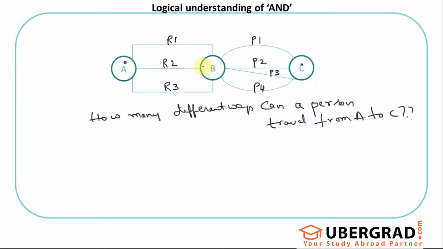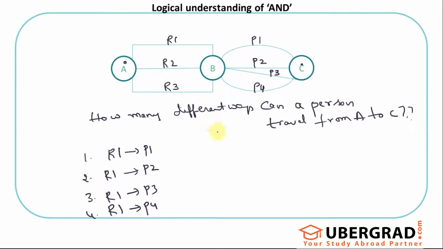If I go to B from A, I take road 1, then I can take path 1 to complete my journey. That is, I take this road, then I take path 1 to come to C. Or I go to B by road 1 and then take path 2, or road 1 and then path 3, or road 1 and path 4. These are the possibilities that we can see. Similarly, I can also go to B by road 2 and then complete the journey by path 1, road 2 then path 2, road 2 then path 3, and road 2 then path 4.